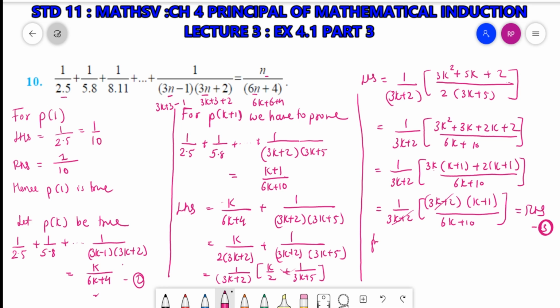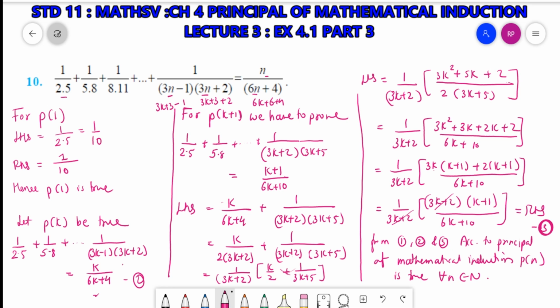Okay, so from 1, 2, and 3, according to the principle of mathematical induction, P of n is true for every n belonging to N. Clear? So this was about question number 10. So just note it down.